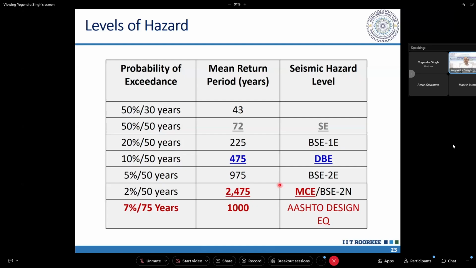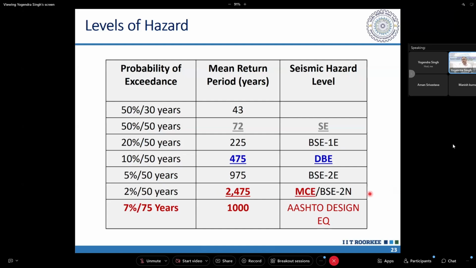MCE is sort of maximum possible earthquake at a site, and in probabilistic terms, it is only 2% probability of accidents in 50 years, and the corresponding return period is roughly 2,500 years, 2475 years to be more precise. So 2,500 years return period, and this earthquake we consider as the testing earthquake, the big one. And our structures should be able to survive this earthquake without collapse.